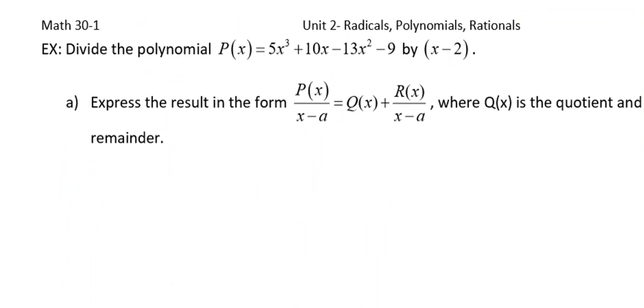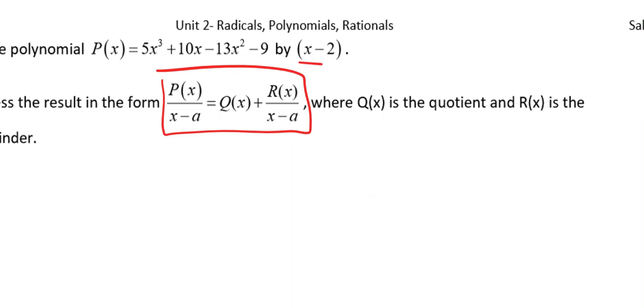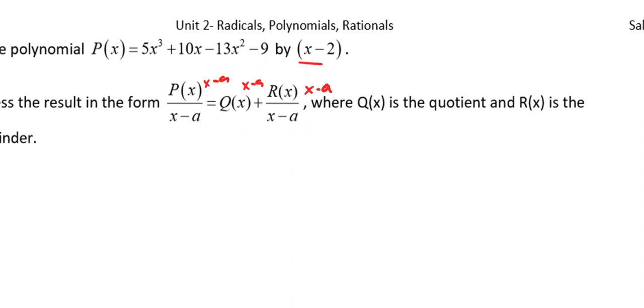All right, so now let's just do it again. It says, here's a polynomial. We're going to divide by x minus 2. But now they want us to express it in a different way. This is actually the same equation. Can you guys see if I multiplied everything here by x minus a, then those would cancel?